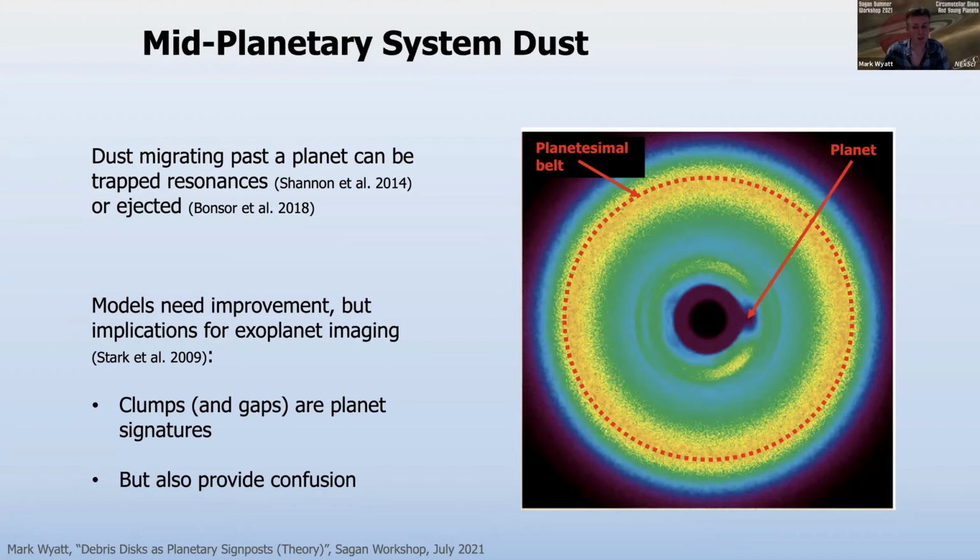Of course, it could also be a bad thing if we wanted to try and detect planets that were sitting there, because they're sitting next to dust that can act as noise.